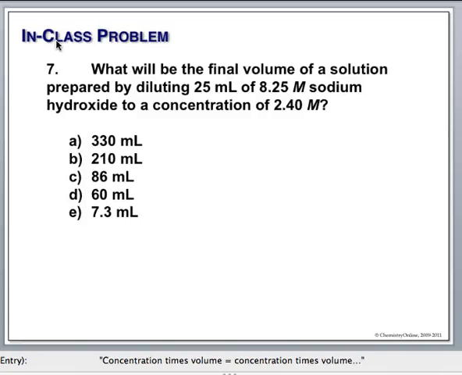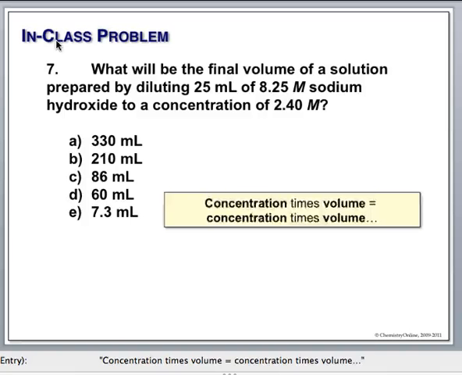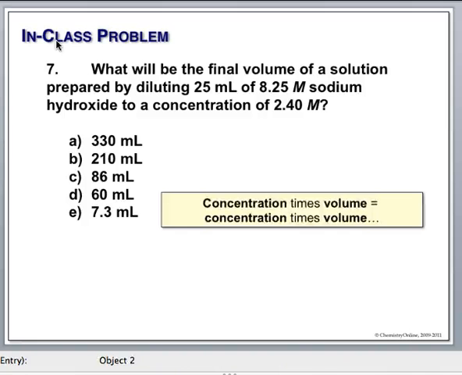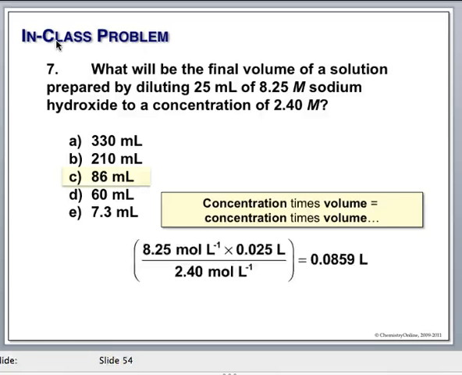All you do is set up the simple concentration times volume. These two equals concentration times volume. Solve for the volume, and we get 86 mL. In a dilution, the number of moles does not change. So it's simply CV, CV.